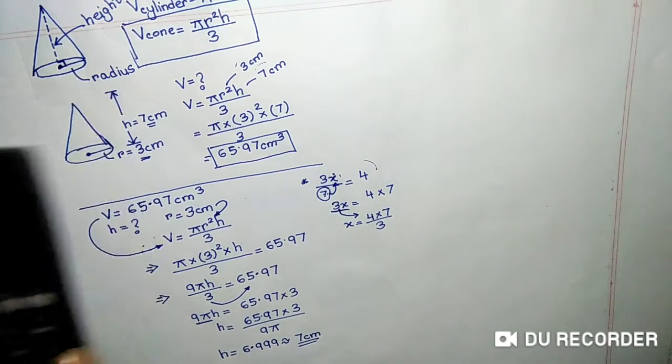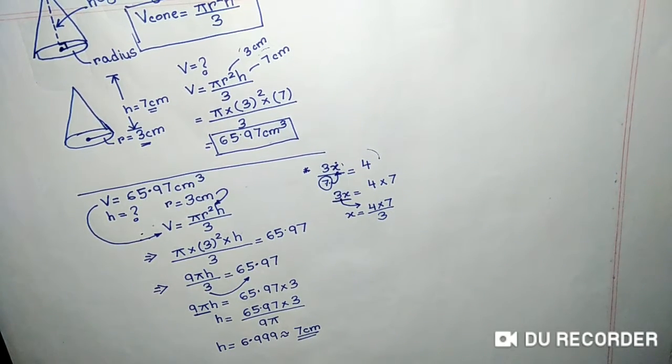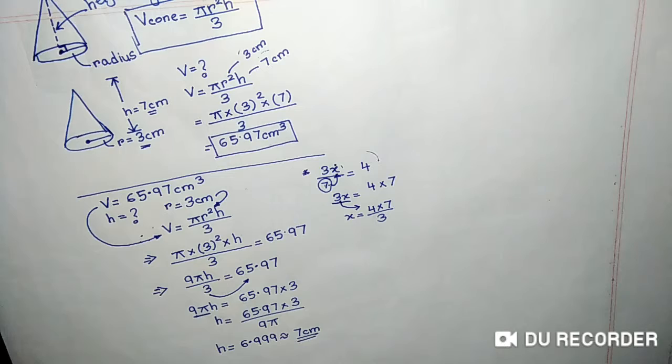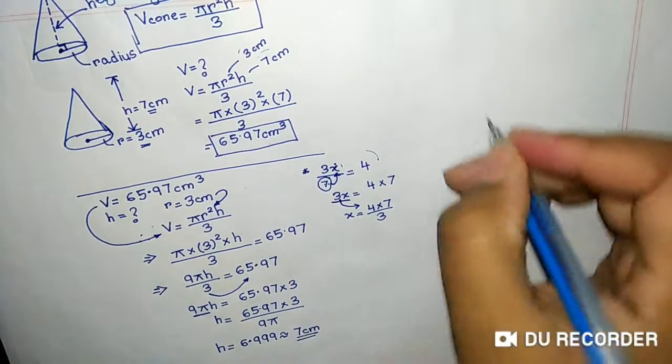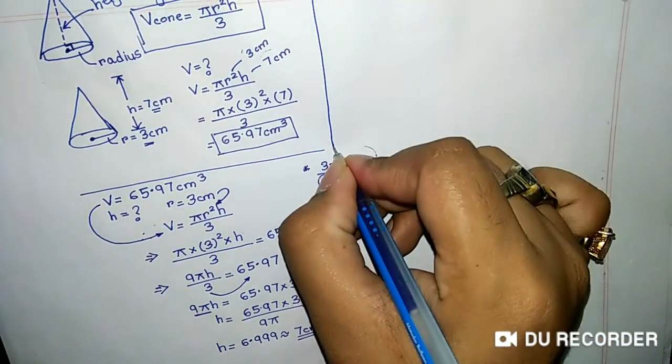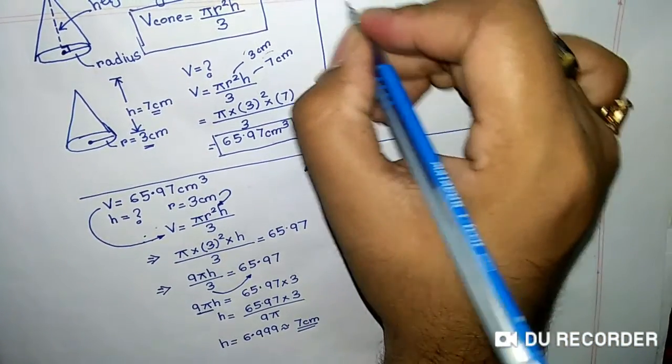So you learn from here that you can find the height of a cone whenever the volume and the radius of the cone is given to you. So now we are going to also learn how to find the radius of a cone whenever the volume and the height is given. So let us see it as an example.